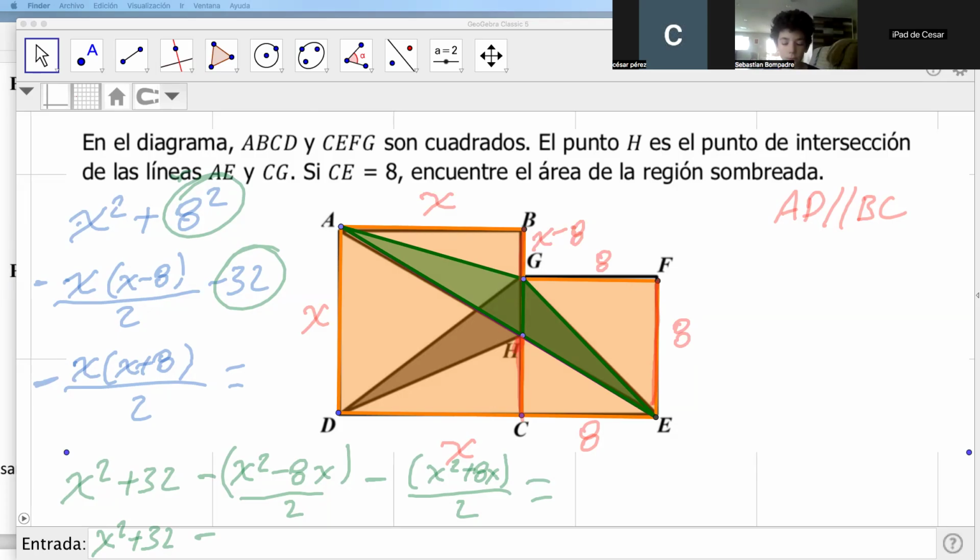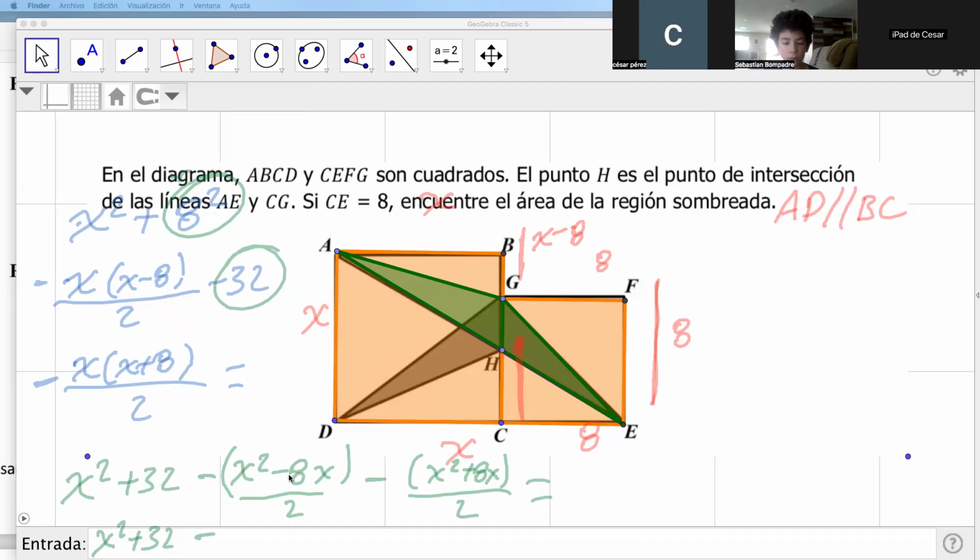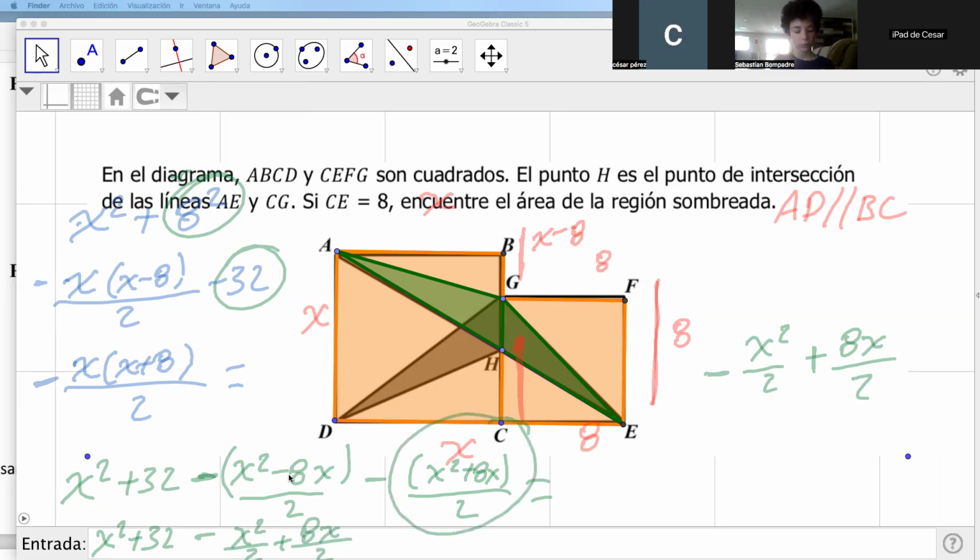Yes, we already made all this. If we make this part, we will get x squared divided by 2 minus 8x divided by 2. And this sign changes this one and this one. If we make this, we will get x squared divided by 2 plus 8x divided by 2. And this sign changes this one and this one. Okay?